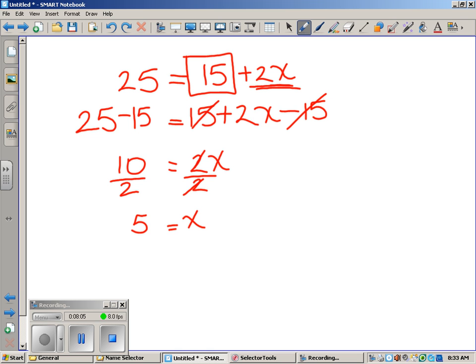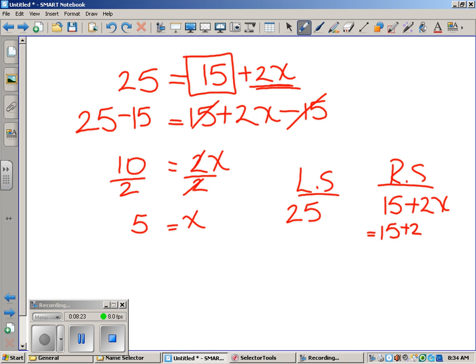Looks good to me, but we can't just go by looks, so we have to check it out. The original left-hand side was 25 here. The original right-hand side was 15 plus 2x. There's nothing to do over on the left-hand side, so we might as well go play over here on the right. 15 plus 2, you have to substitute the answer that you got in for the variable. Now, don't make an order of operations mistake. This is 15 plus 10, and that is 25. Check mark, check mark. We're ready to go.